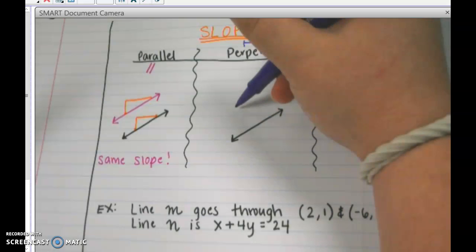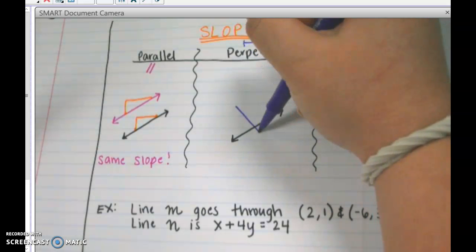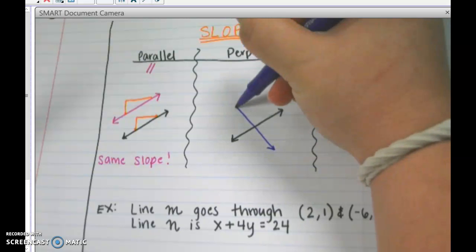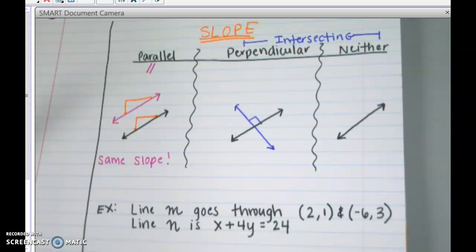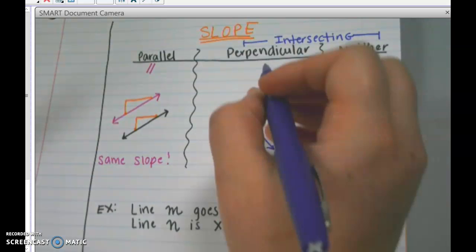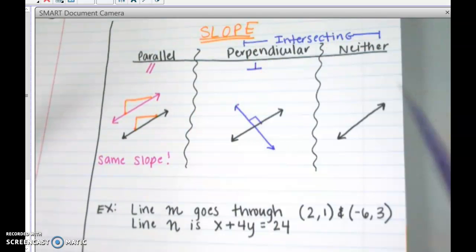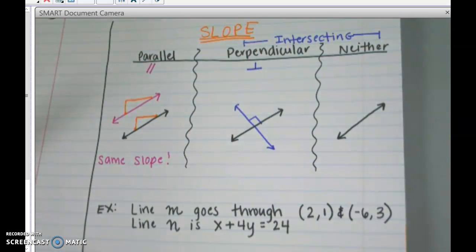So for a perpendicular line, something very special has to happen with the slope in order to create a 90-degree angle where the two lines meet. The symbol for perpendicular is like an upside down T. So if you see that symbol, it's the same thing as the word perpendicular.